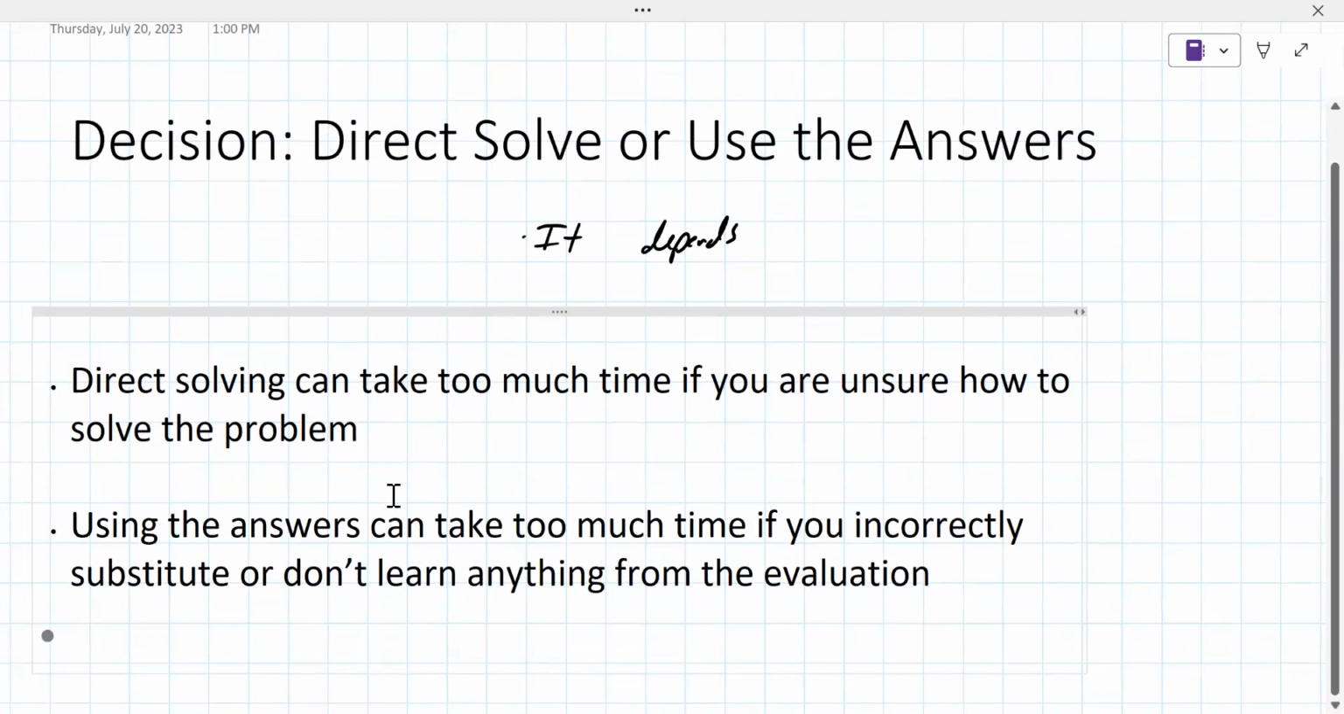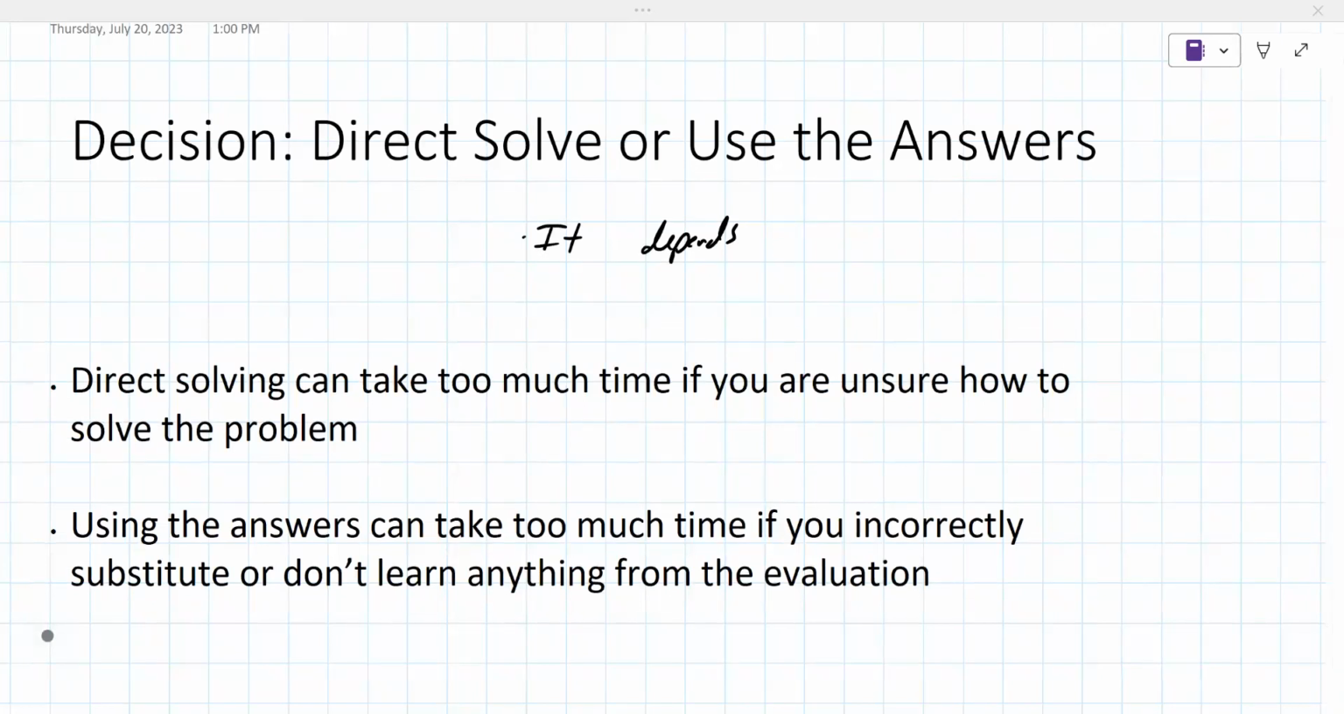You're like, all right, I'm going to use the answers every time. That's my strategy. I feel good about it. Well, it can take too much time if you don't do it right, or you don't learn anything when you submit when you try the answers. So if you're going to try the answers, you better do it correctly, and you better learn something each time so you get the right answer.